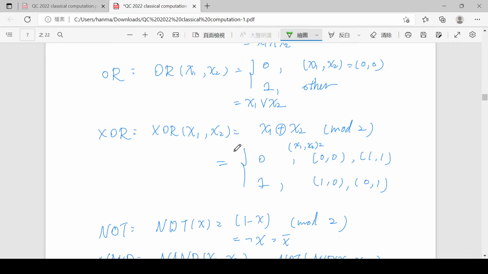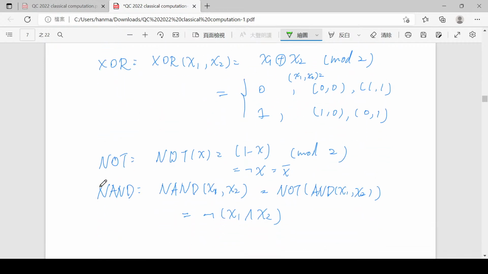So in terms of a truth table, XOR of x1 and x2 is 0 if x1 equals x2, because 0 plus 0 equals 0, and 1 plus 1 equals 10, last bit 0. And XOR of x1 and x2 equals 1 if x1 and x2 are 1, 0 or 0, 1. And then there's this NOT gate. We already said the NOT gate is a 1-bit gate, so it gives you 1 minus x, also mod 2.